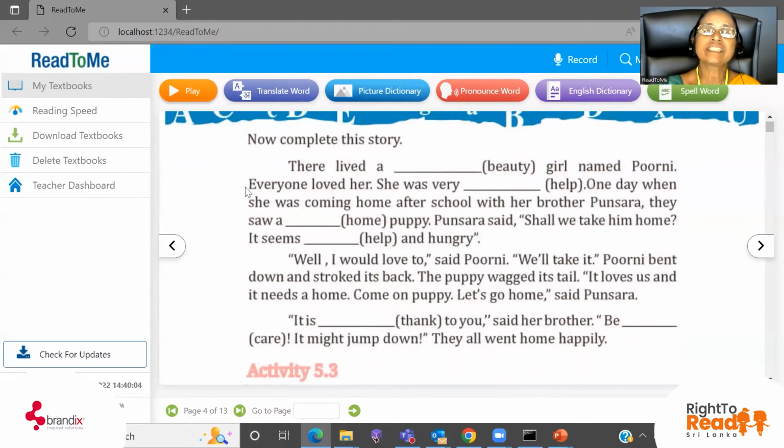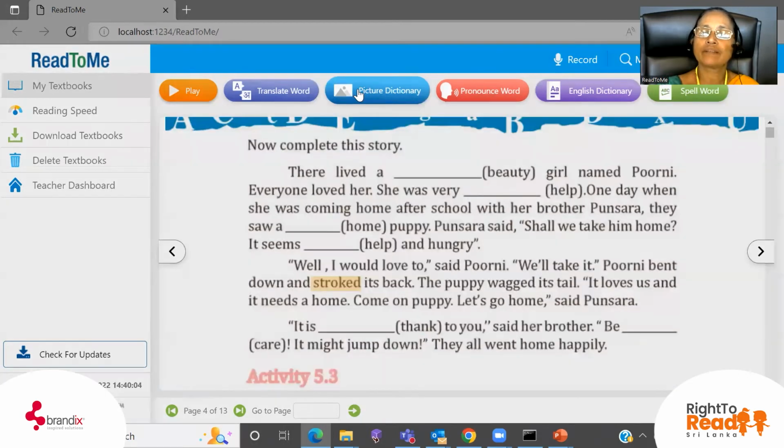There's a nice story. First, shall we read the story? There lived a beautiful girl named Purani. Everyone loved her. She was very helpful. One day when she was coming home after school with her brother Pansara, they saw a homeless puppy. Pansara said, "Shall we take him home? It seems helpless and hungry." "Well, I would love to," said Purani. "We'll take it." Purani bent down and stroked its back.